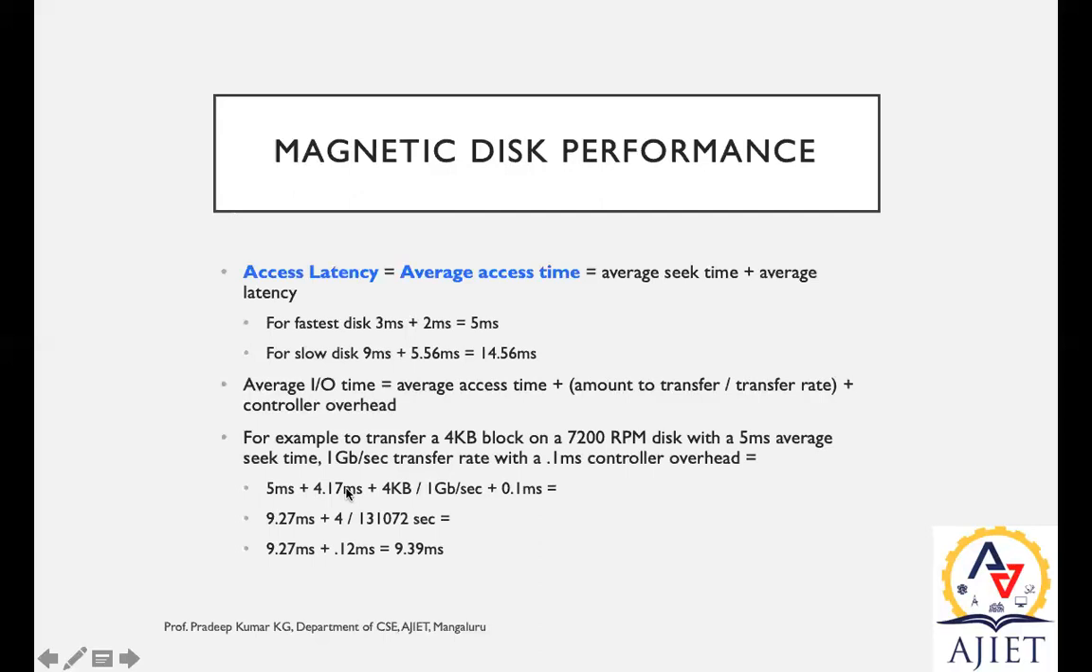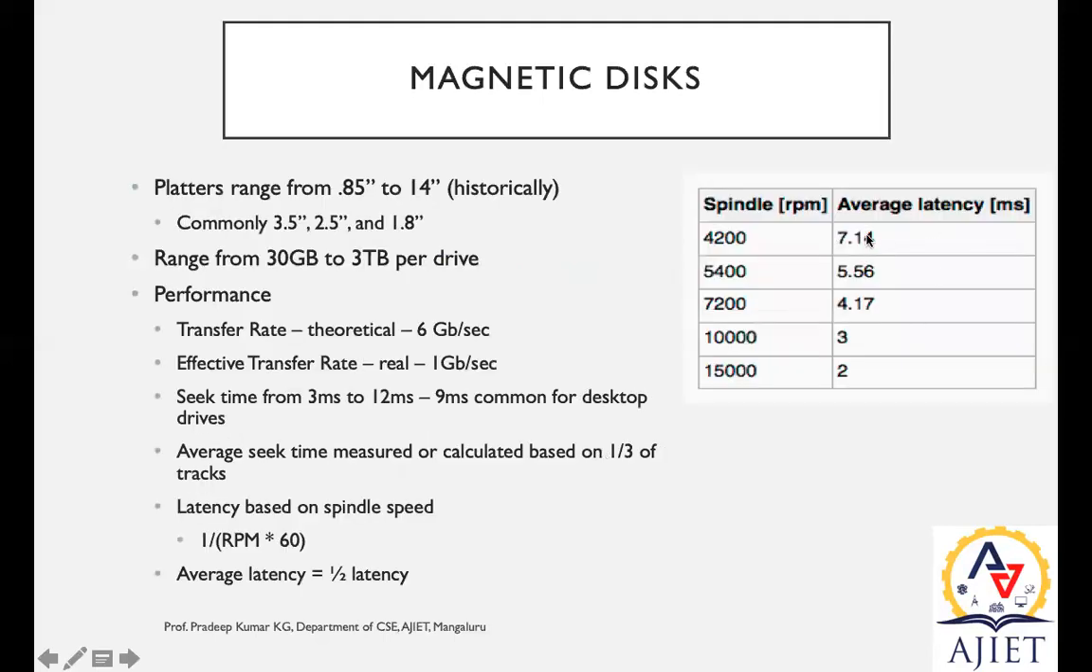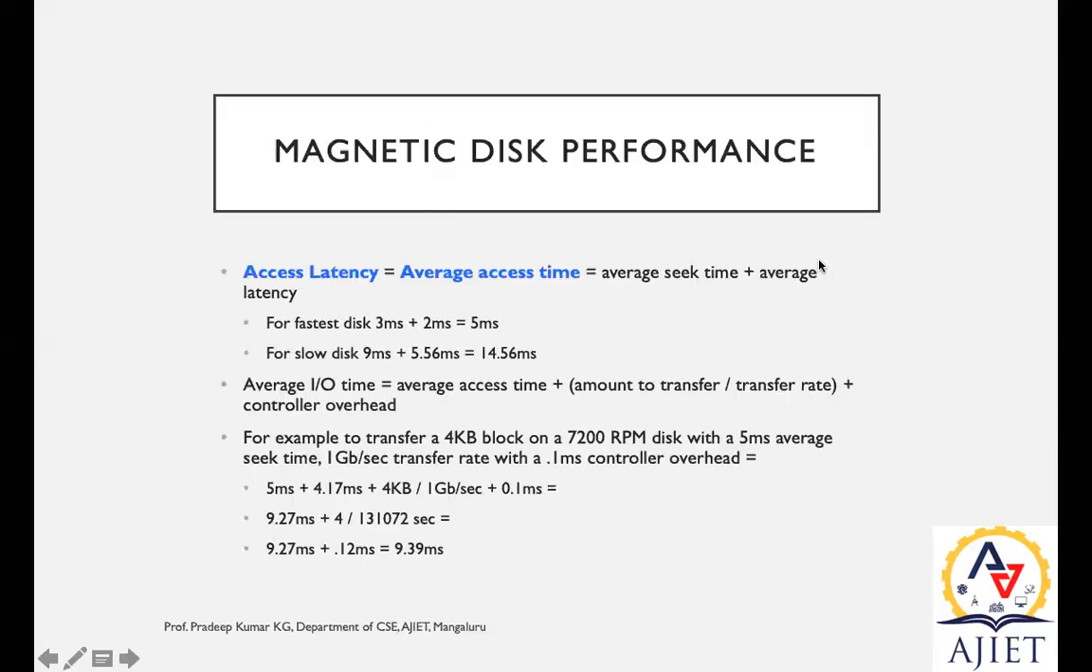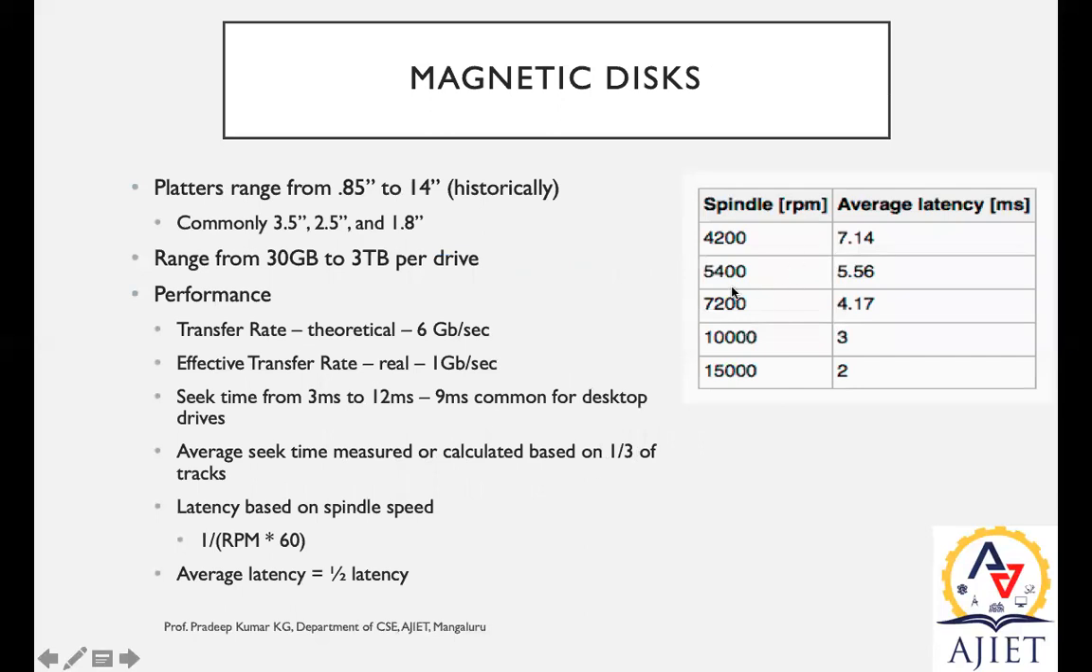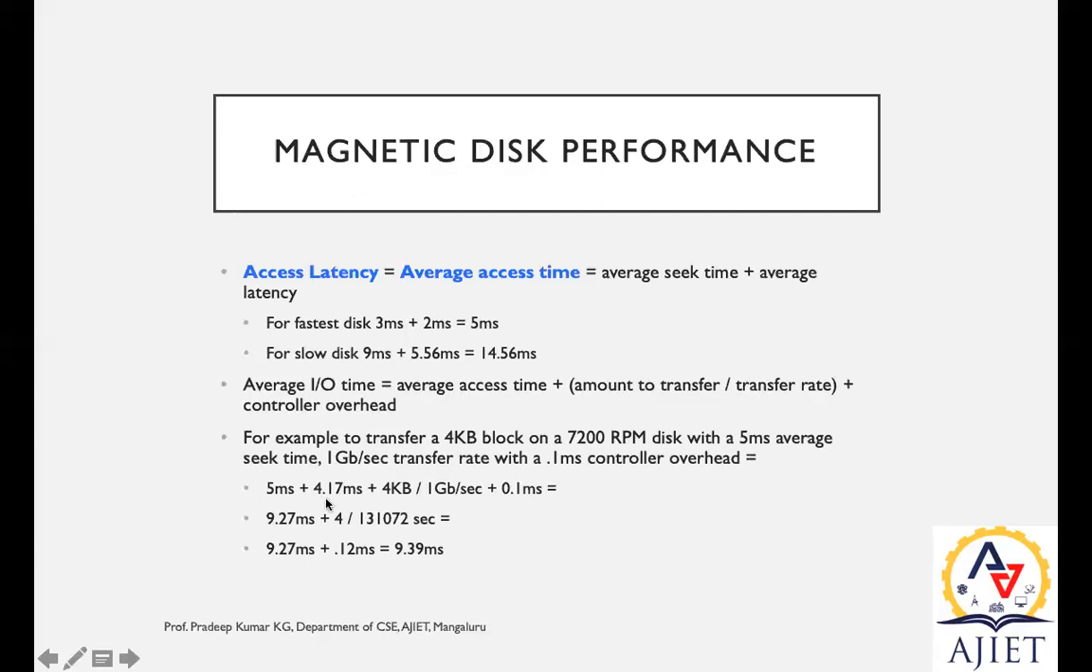And then 4.17, what is it? Sorry, the controller overhead is 0.1. Then transfer rate is 1 GB per second, and the total transfer is 4 KB. So 4.17 is based on 7,200 RPM. A 7,200 spindle has an average latency of 4.17. So that is what we included here, and that is to be added.